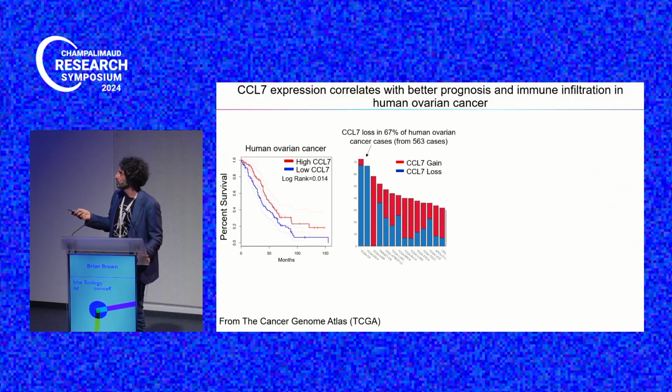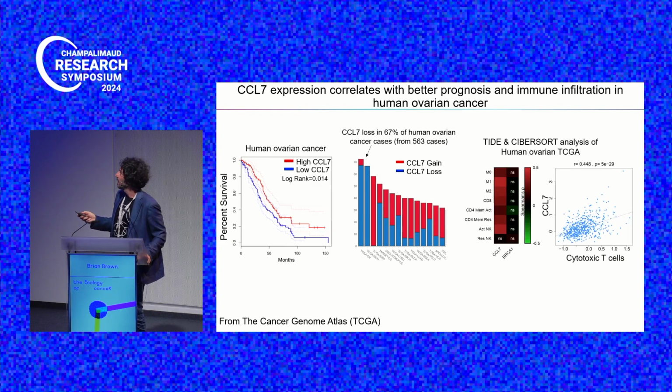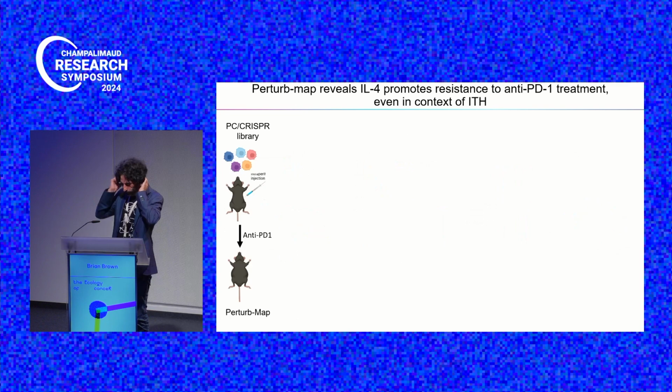Okay, and this is just to show you that when we look in human data, actually in human ovarian cancer, there's quite a good correlation between high and low CCL7 levels, and given how difficult it is to analyze RNA expression of these fairly low expressed chemokines, and it's a gene that's lost. And actually, even when we look at TIDE and TCGA data, you can see that there's a correlation between CCL7 and immune infiltration.